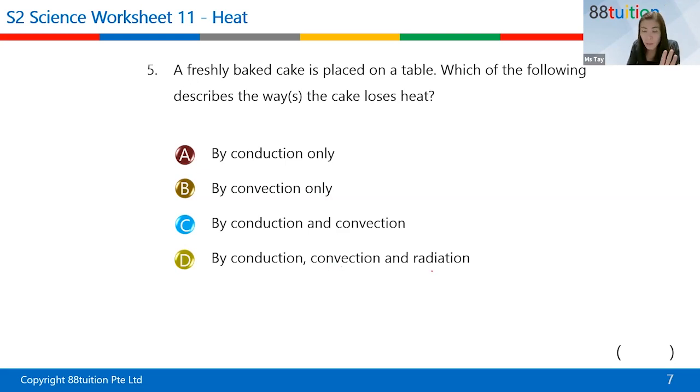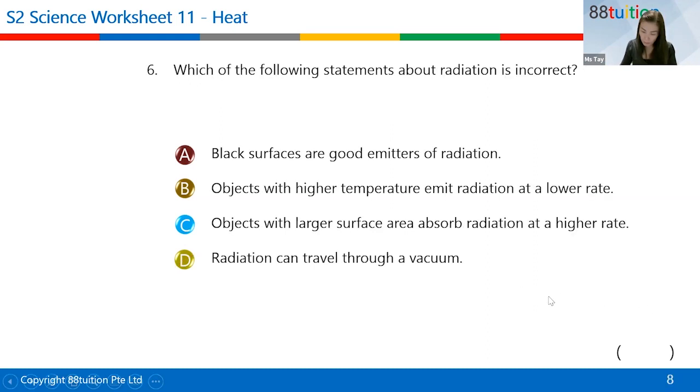Radiation totally doesn't need any medium. You don't need solid, you don't need liquid, you don't need gas. So radiation can take place without any medium. That's why when your hand is near the hot food, you can feel the heat. And then by conduction, it's when the cake is placed on a plate or any holder, that is where the conduction can take place. Heat is lost from the cake to the holder, and then to the environment. Any question here? Anaki, are you okay, Anaki?